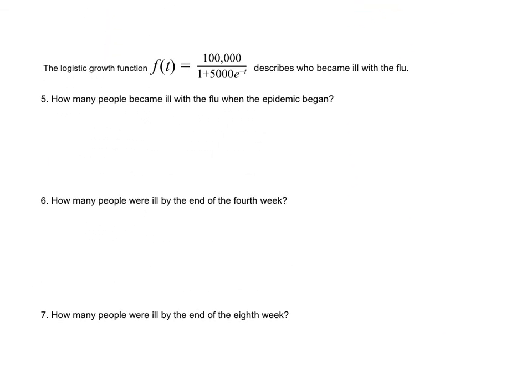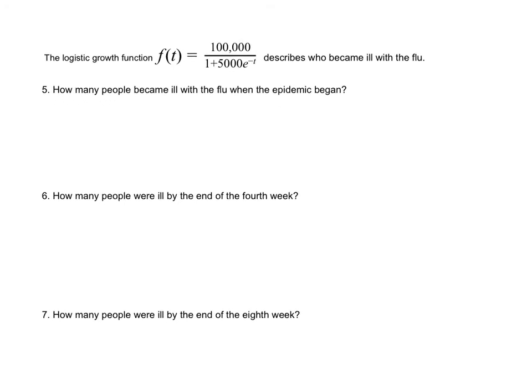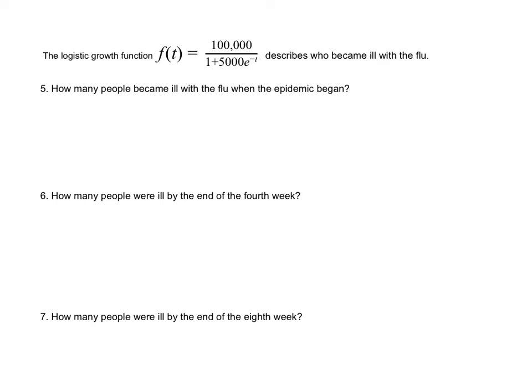Okay, so the logistic growth function describes who became ill with the flu. How many became ill with the flu when the epidemic began? So what that means is we're going to fill in 0 for t. So 100,000 over 1 plus 5,000 e to the 0. So in our calculator, we're going to divide 100,000 by 5,001. And we get about 20 people, roughly.